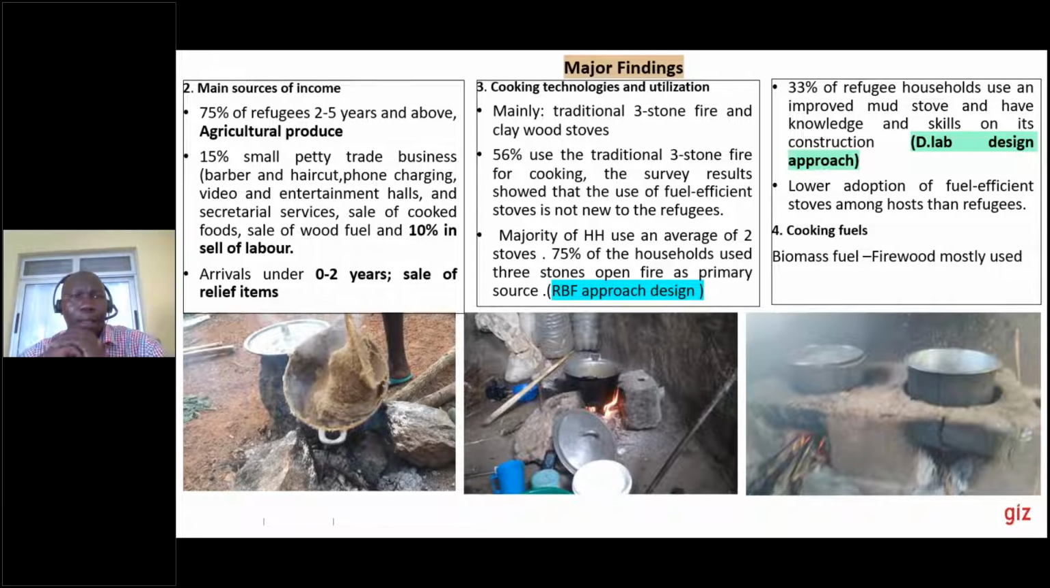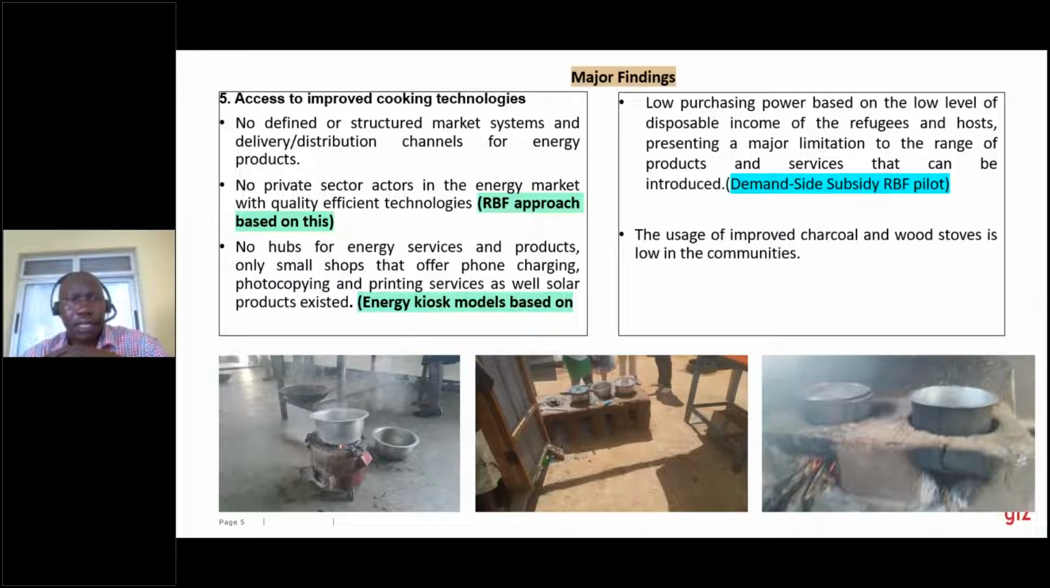So one major thing that we found out down there through this research was there were shops for energy services and products, only small shops that offer phone charging and printing services or maybe solar products. So the recommendation in this report was that we needed to scale up, and that's how the energy kiosk model was born. I will explain how this model worked and how it is being used as the epicenter of energy access in these refugee settlements.